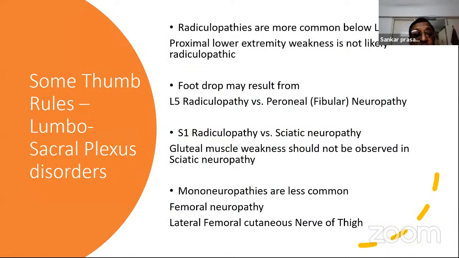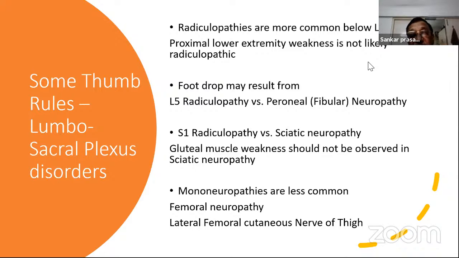So some thumb rules for lumbosacral plexus disorders. These thumb rules are very, very handy for us. Radiculopathies are more common below L4. Proximal lower extremity weakness is not likely to be radiculopathic. So radiculopathies are more common below L4, that means L5, S1 radiculopathy. There is no L2, L3 radiculopathies. Foot drop may result from L5 radiculopathy, or it could be because of common peroneal or fibular neuropathy.